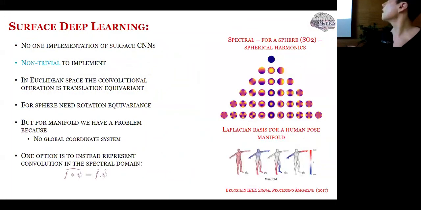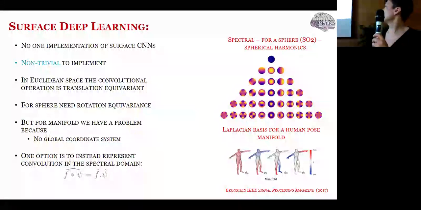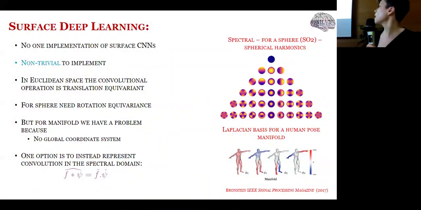And learning spherical surface deep learning frameworks that are rotationally equivariant is for that reason non-trivial. You can do it in the spectral domain. So here you have the convolutional theorem, which says that the Fourier transform of the convolution of a filter over an image is equal to the product of their Fourier transforms. And this is easier to generalize to the surface domain because we can generalize the Fourier transform to the sphere using, for example, spherical harmonics, or to a general manifold using Laplacian bases.